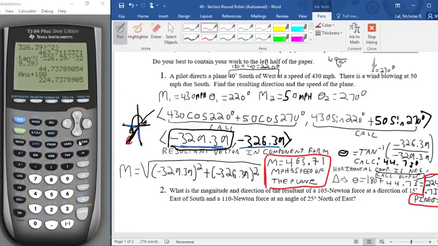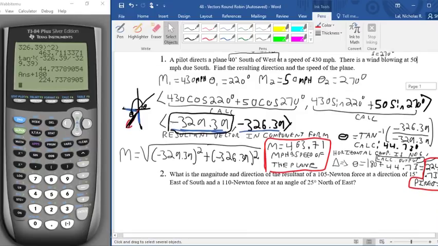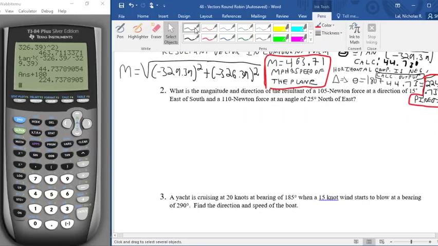All right, I'm moving on to problem 2. What is the magnitude and direction of the resultant of a 105 Newton force at a direction of 15 degrees east of south, and a 110 Newton force at an angle of 25 degrees north of east? I'm going to be a little bit less methodical for problem number 2.